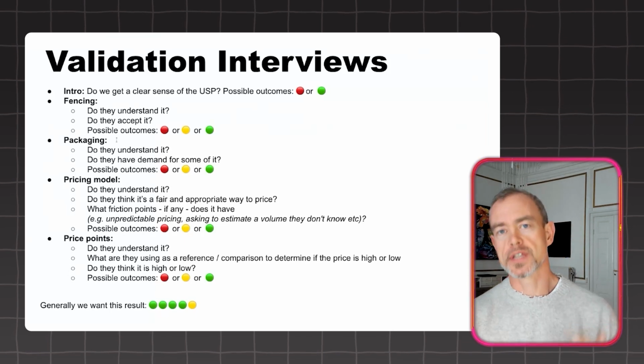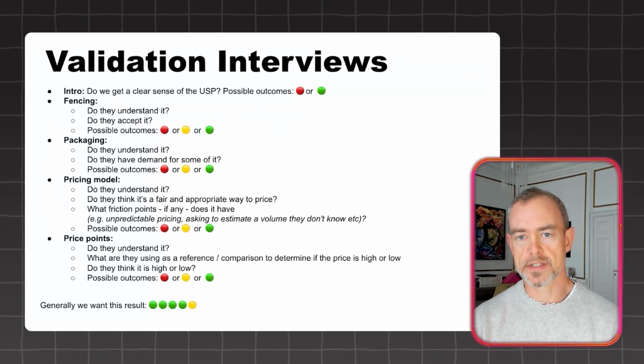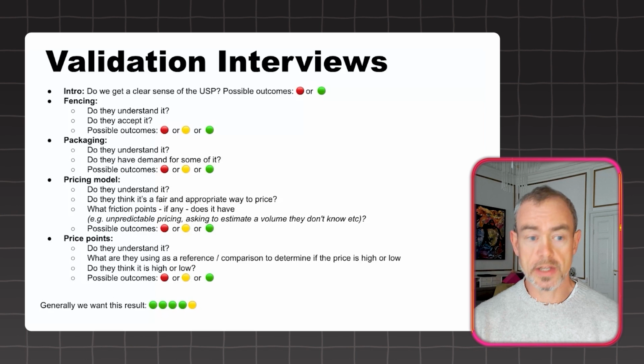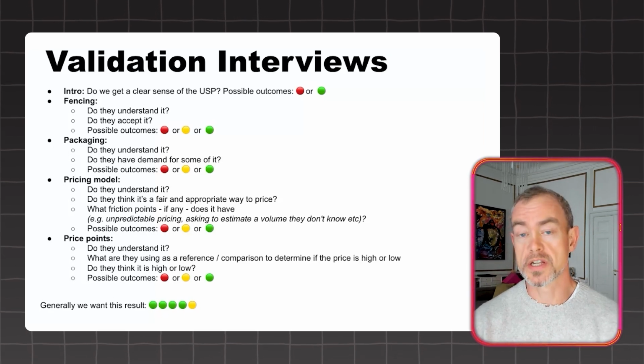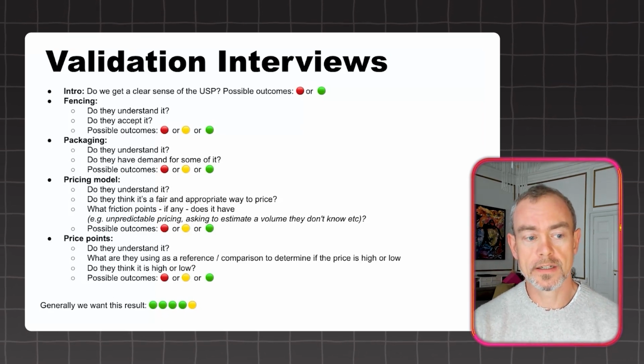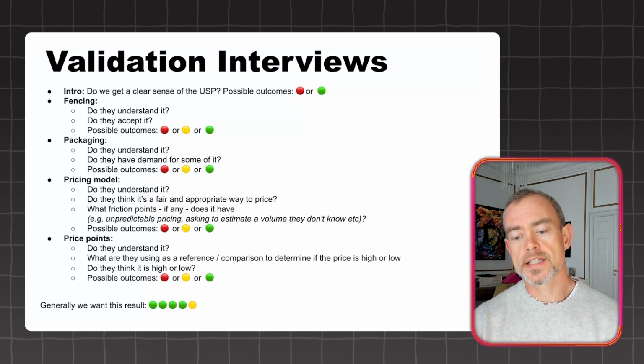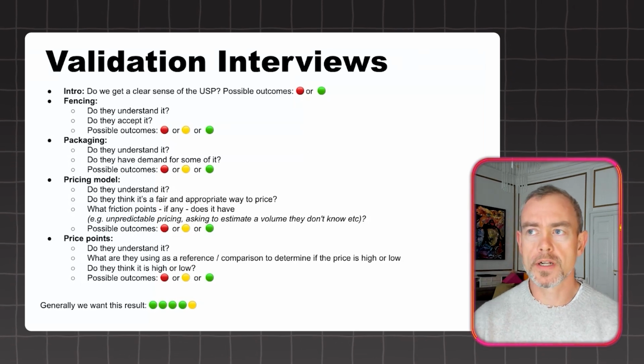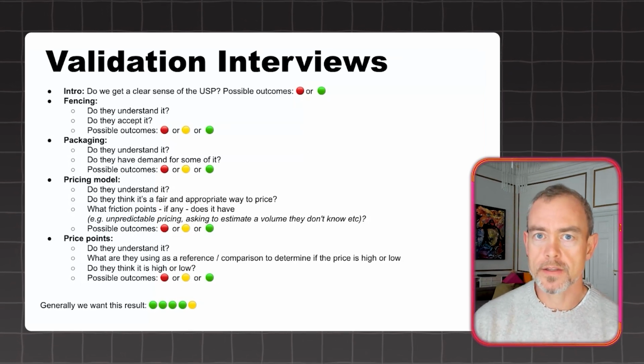Packaging is, you say, I have these tiers, I have these modules, I have these add-ons. Do you understand what I'm trying to sell you? Is it something that you'd like to potentially buy? Again, green, yellow, or red. And then that is separated from the pricing. And importantly so, because if they don't like the packaging, they're not going to like the pricing.